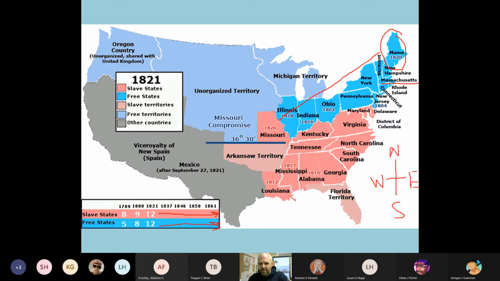But this is a crisis that thankfully is solved in 1820 by a compromise. And ironically, this compromise is going to last for a while until we have another issue involving a balance of slave states and free states that threatens the Union once again.